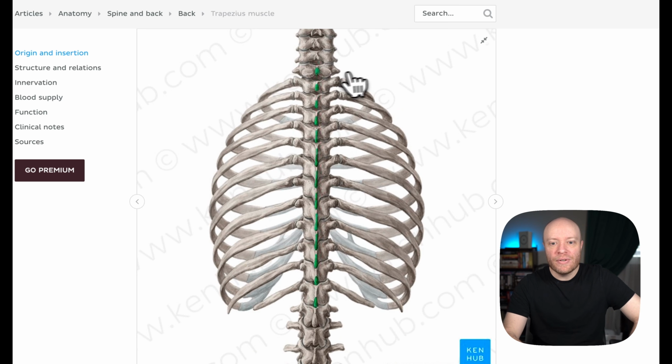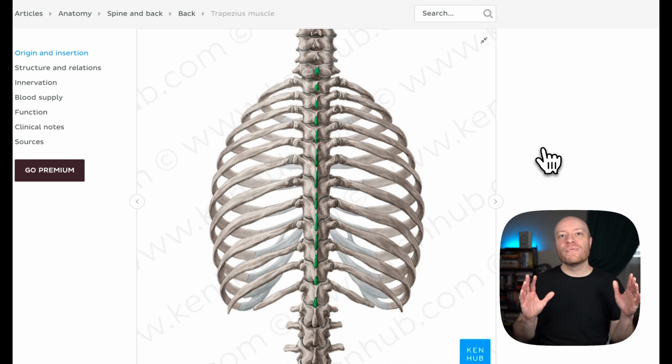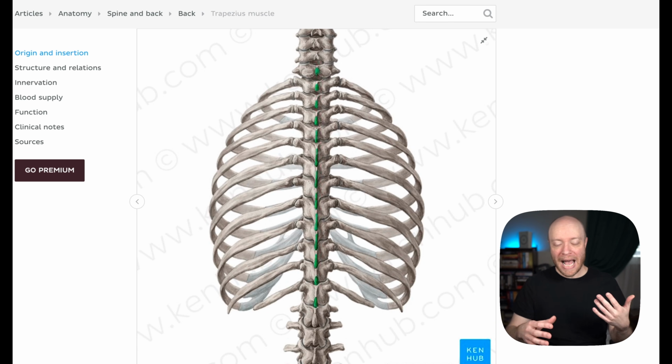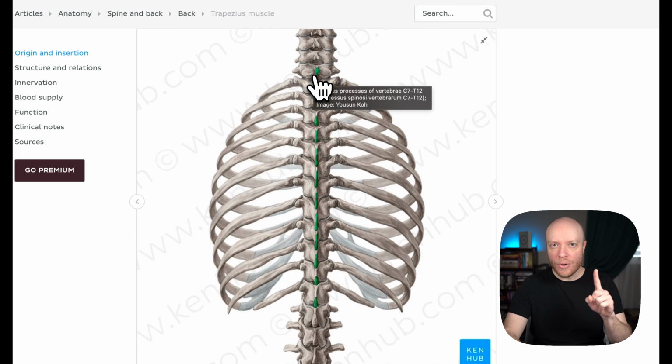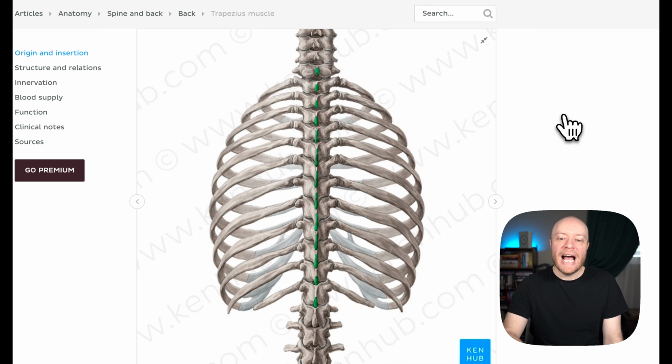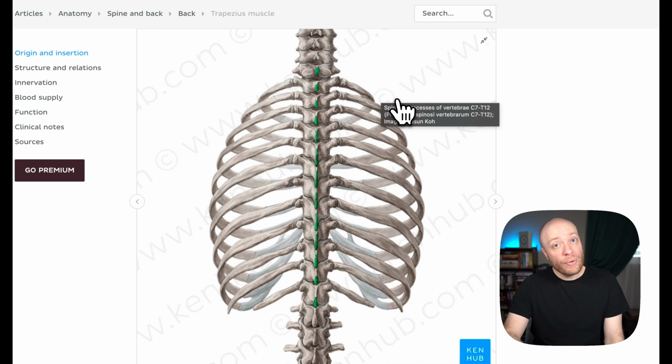Then if we come down here, you can see we have a posterior view of the rib cage and back. And so we can see up here, this is C7. Now, how I know this is C7 is because there's no rib attaching to it. Right? The ribs only attach to the thoracic vertebrae. So this is T1, because you can see the very first rib coming around. And then we also have T12, because you can see the very last rib, which means there are 12 ribs and there are 12 thoracic vertebrae.